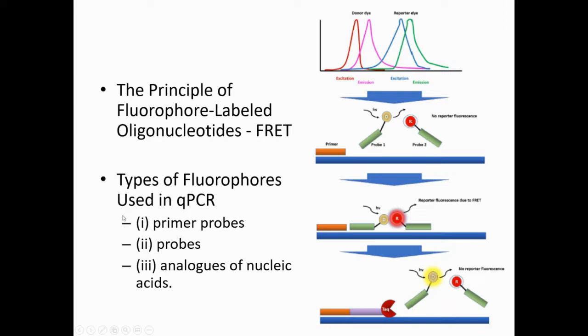Okay, and the fluoro used in qPCR can be the primer probe, right? Probes or the analog of nucleic acid, right? The primer probe means they design the primer, and the primer can also be used as a probe. That's called a primer probe. And the probe means you design an extra probe on top of the 2 primers. And analog nucleic acid, you directly use the modified nucleic acid. So these are the different types of chemistry they use.